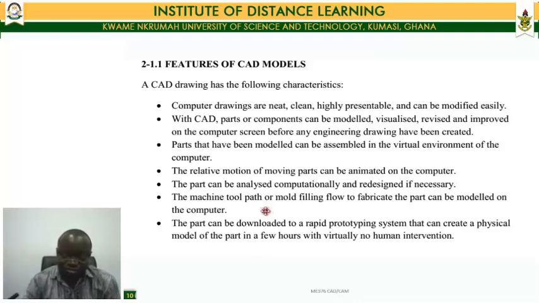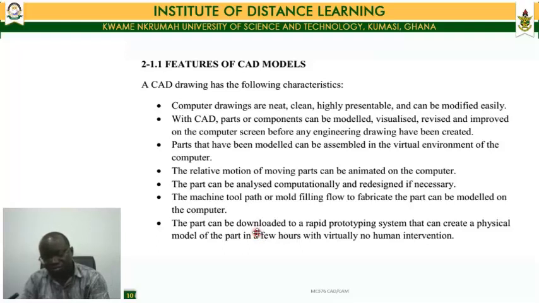You can do that all on the computer. Now, the part can then also be downloaded to a rapid prototyping system. This is a system we shall discuss later, but it's basically from your computer to a rapid prototyping machine, and that machine will create the physical model in 3 dimensions in a few hours with virtually little or no human intervention. So from your computer drawing, you can get your solid part in a couple of hours using the rapid prototyping system.